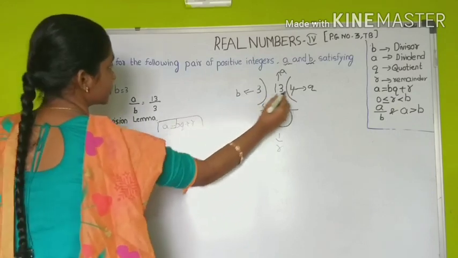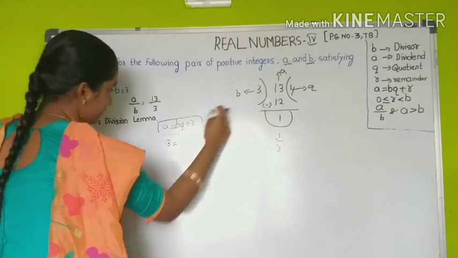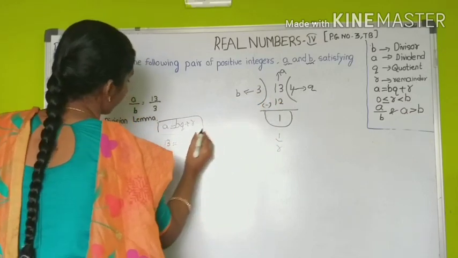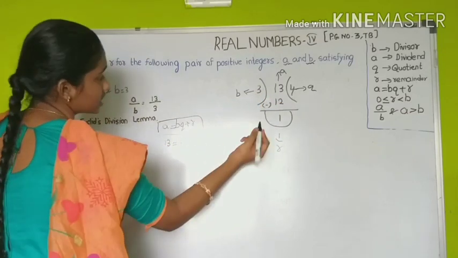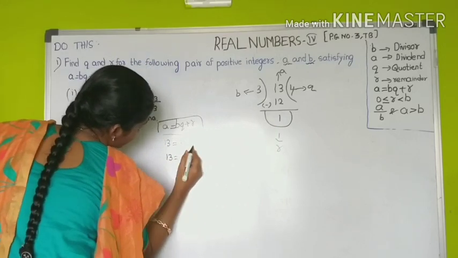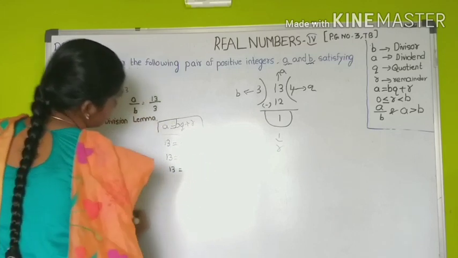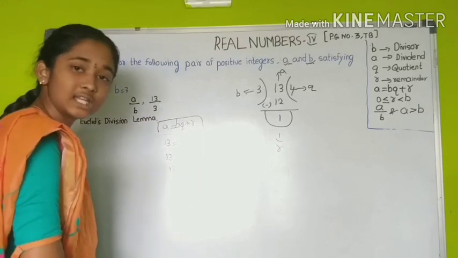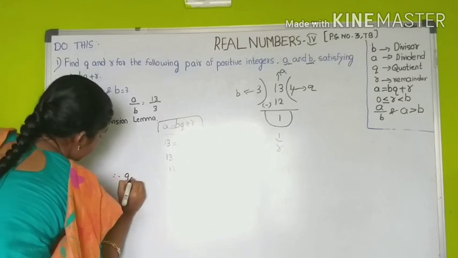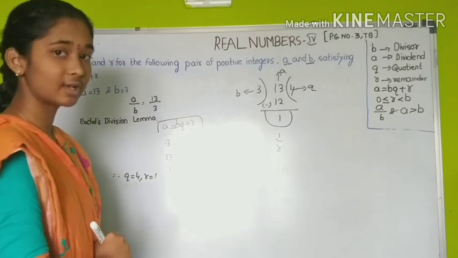So we first substitute A is equal to 13. We write 13. And the value of B here is 3, so it is 3 into the value of Q, which is 4, and what is the value of R? The value of R is 1, so plus 1. And here 13 is equal to, 3 fours are 12, so we write 12 plus 1. What is 12 plus 1? 12 plus 1 is 13. So here Euclid's division lemma is satisfied. So Q is equal to 4 and R is equal to 1.